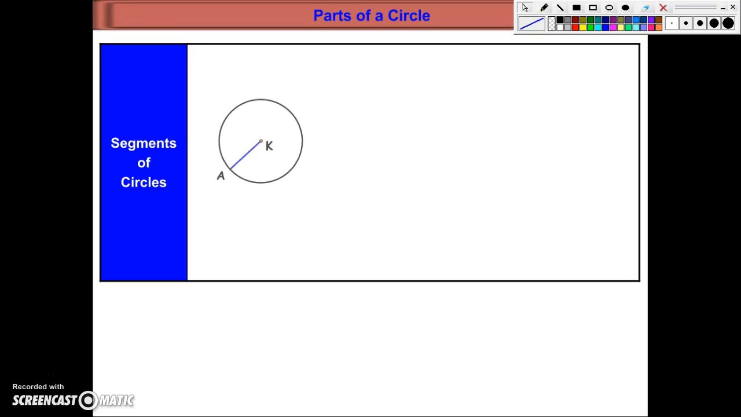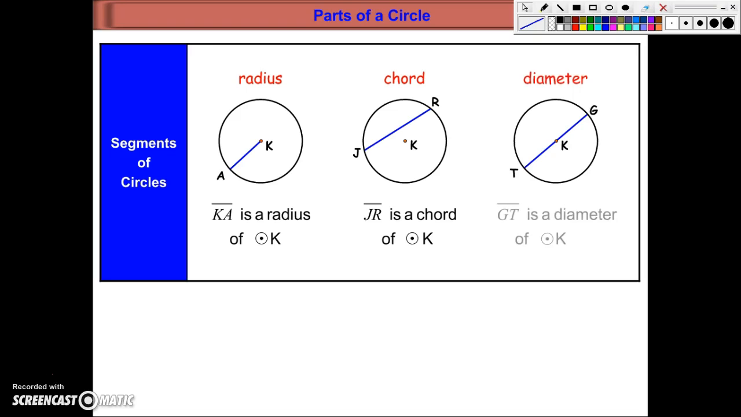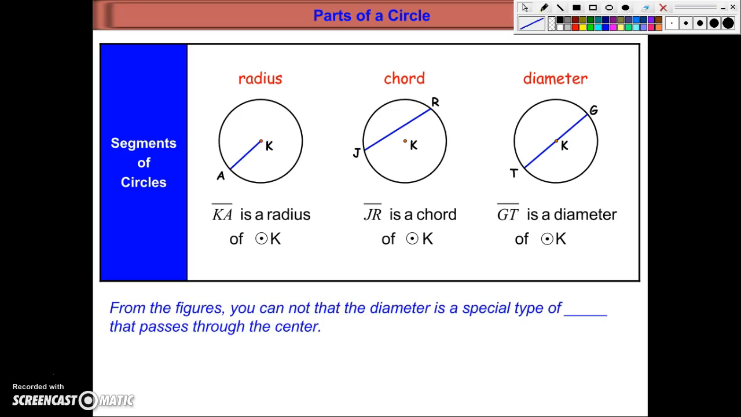Segments of a circle. We have a radius. KA is the radius of circle K. We have a chord. JR is a chord of circle K. And we have a diameter. GT is a diameter of circle K. From the figures, you can note that the diameter is a special type of chord that passes through the center.